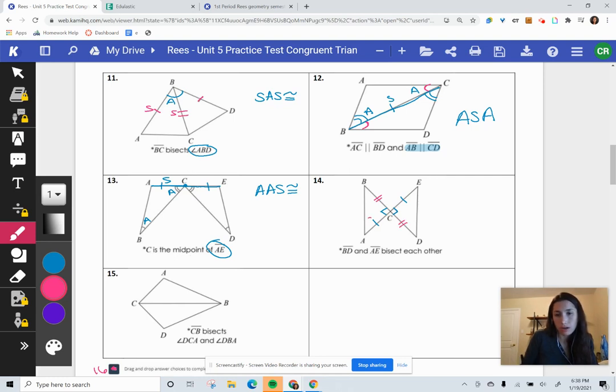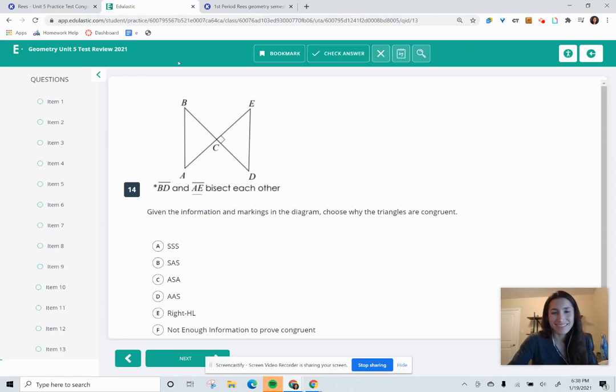Okay, so then we've got here a side, we've got an angle, we've got a side. I know sometimes if you have a right triangle, you want to look for hypotenuse leg, but technically this side here is hypotenuse and it's not even marked. So we do know that it's side angle side, and that angle is in the middle. It's between the angles and between the congruent sides. So that would be side angle side.